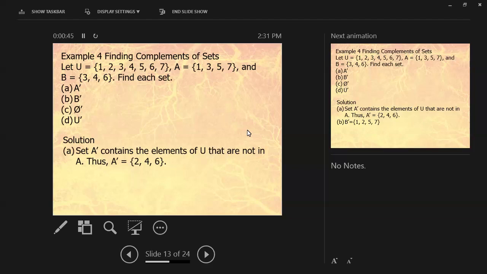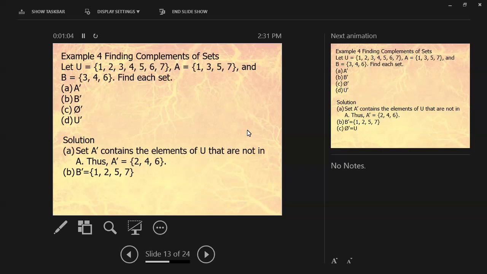3, 4, 6. Here's our universal set. So the complement to set B, so that would be 1, 2, 5, and 7. Good. Questions there? Good, you got it.